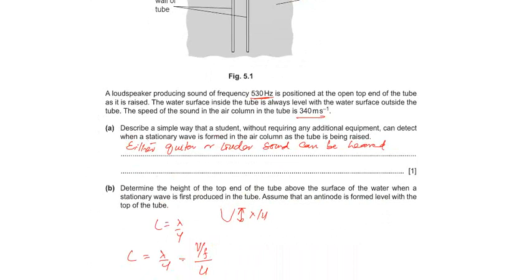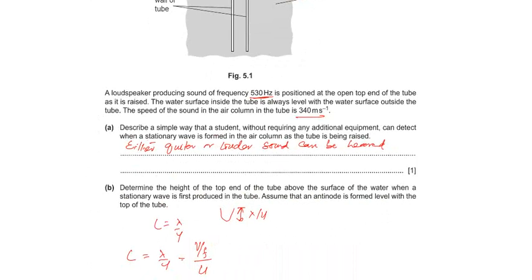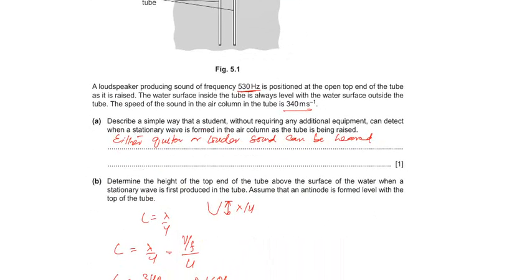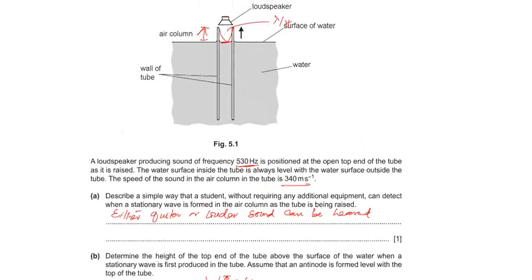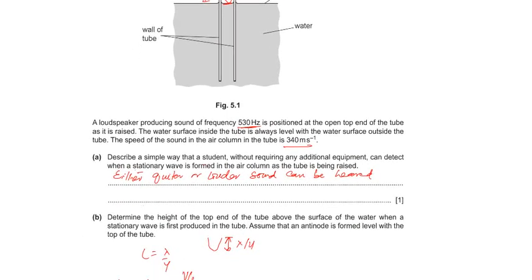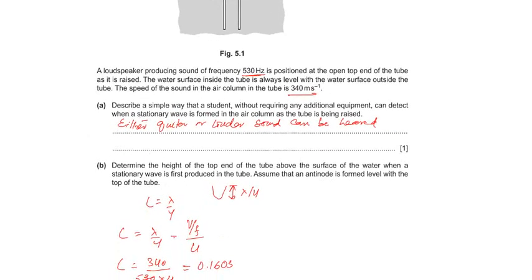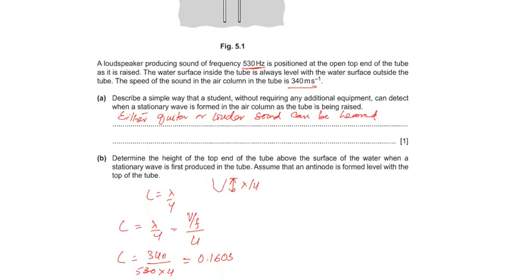Part A. Describe a simple way that a student, without requiring any additional equipment, can detect when a stationary wave is formed in the air column as the tube is being raised. So whenever the waves reflect from the water level and come back and superimpose, we may have a constructive interference or a destructive interference. Whenever we have a constructive interference, a louder sound will be made, and in case of destructive, a quieter sound will be heard. So either a quieter or a louder sound can be heard.